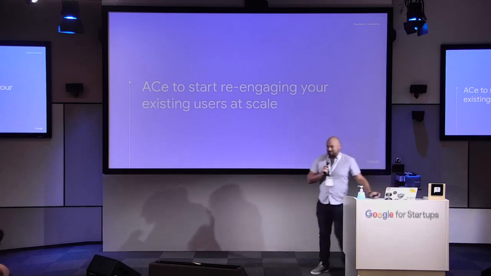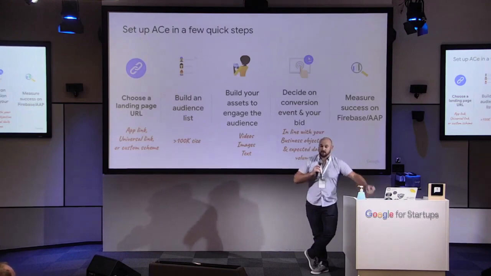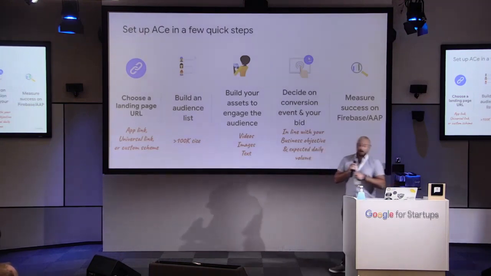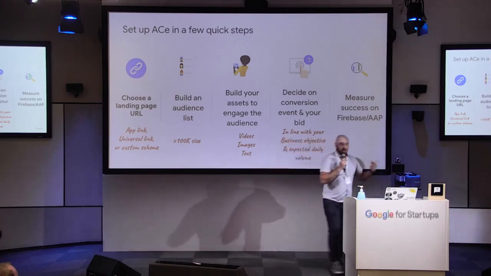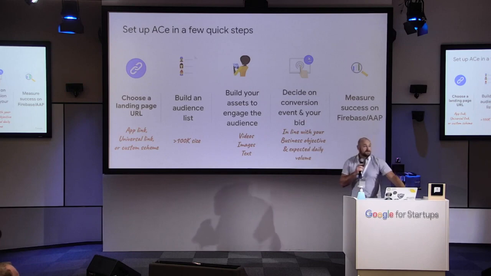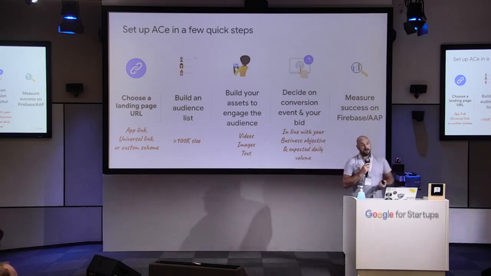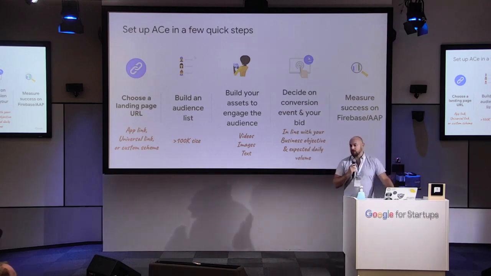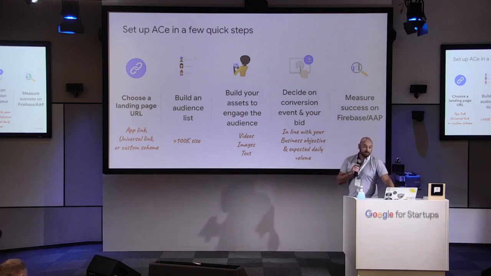All right, so how do we start with ACE campaigns? Essentially, this is just a quick way of working with these. First, choosing a landing page or a URL. This could be an app link, universal link, or a custom scheme. Then building an audience list. Who here builds audience lists as well? Nice. So at least we're looking at audience. We try to understand the users, and that's really the main thing: what types of users might be using your app, and then building an audience list. Usually we would say more than 100,000 users in the list itself.